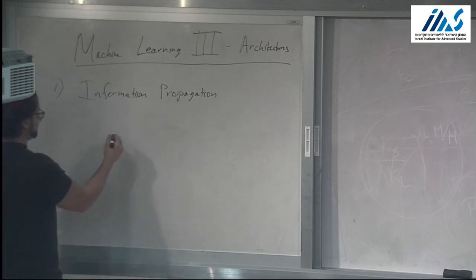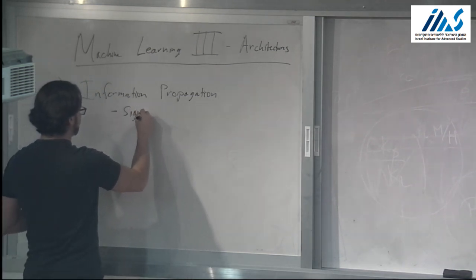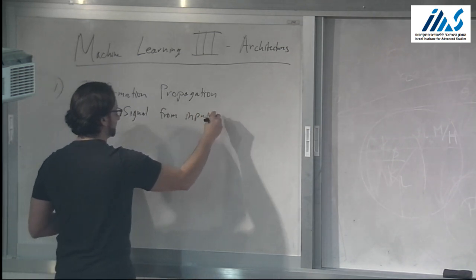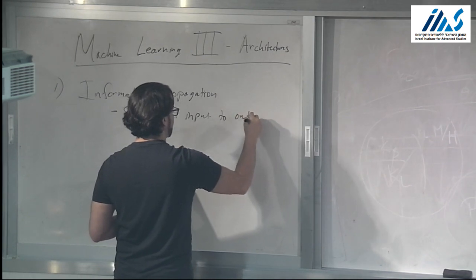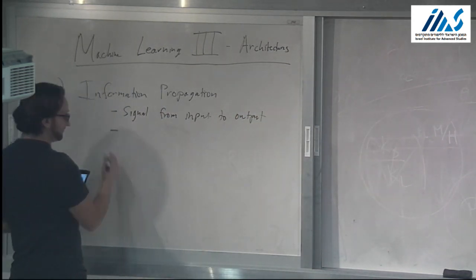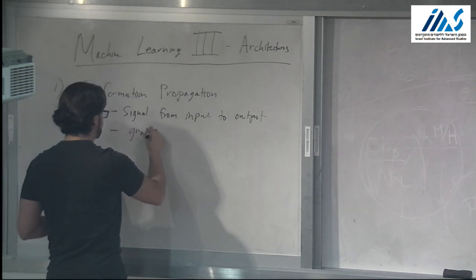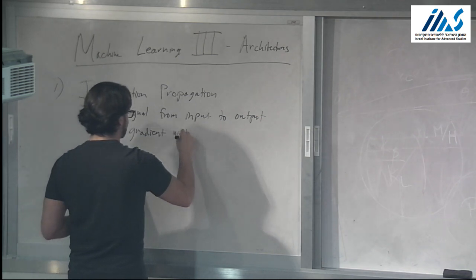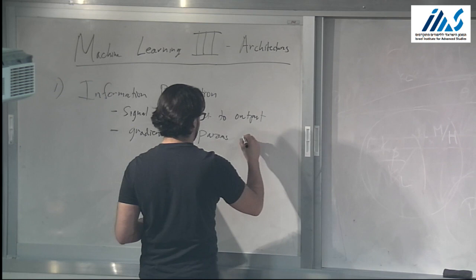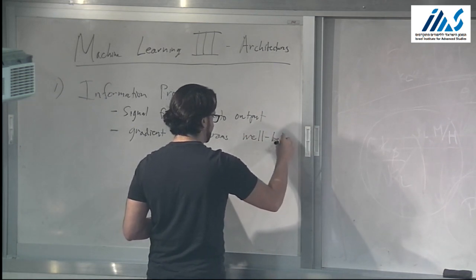So I guess there's two directions here. There's the direction of signal from input to output. Does the signal actually get through? And then there's the very closely related question of whether the gradient with respect to the neural network parameters is well behaved and well defined.